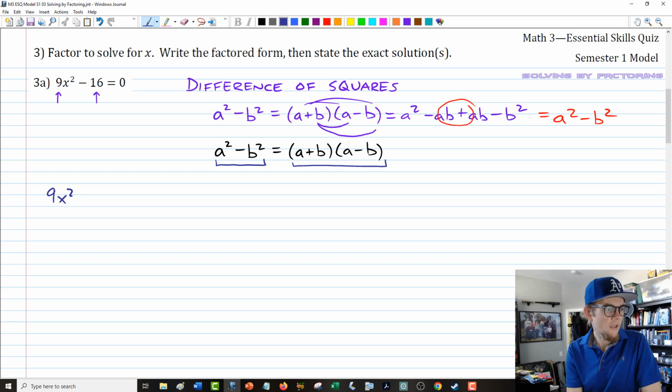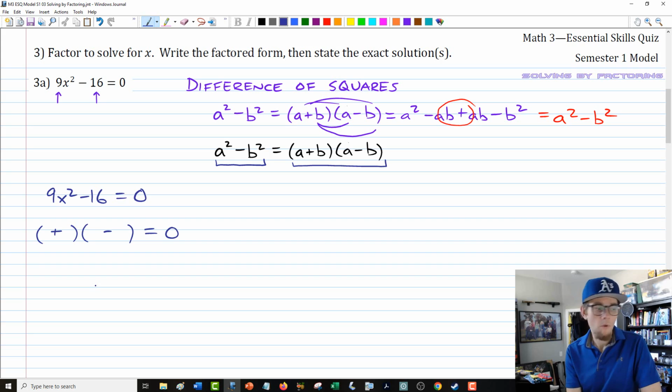So first we have 9x squared minus 16 equals 0. So our goal is to break this apart. What we should expect, especially since there's no greatest common factor in there, is that 9x squared and 16 don't share any common factors, although we'll look at that a little more closely in a second. This should, if it fits our pattern, break up into 2 separate binomials, 2 separate linear factors. Since this fits the form of a difference of squares, one will be plus, one will be minus.